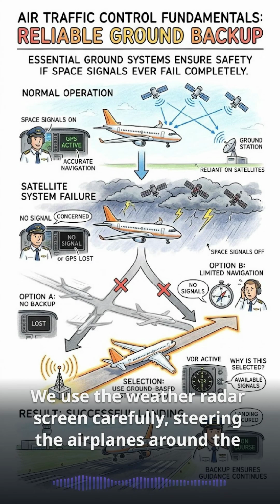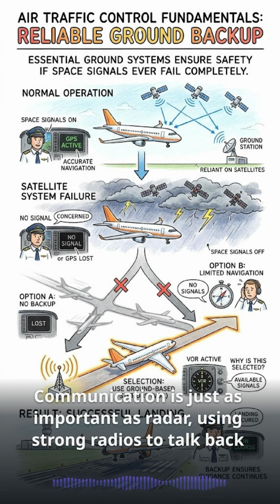We use the weather radar screen carefully, steering the airplanes around the worst parts of the storm. Communication is just as important as radar, using strong radios to talk back and forth with pilots. We use very high-frequency radio waves, traveling in straight lines through the air to the planes.